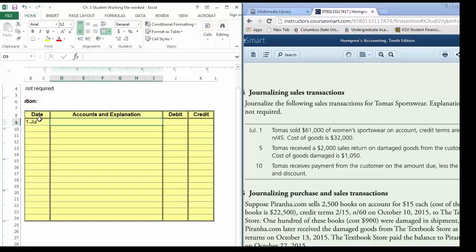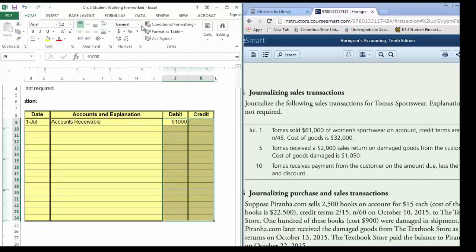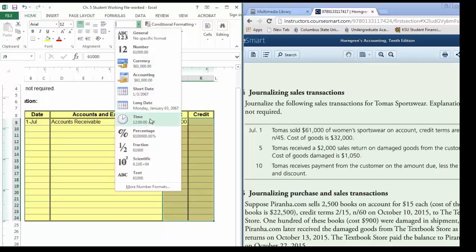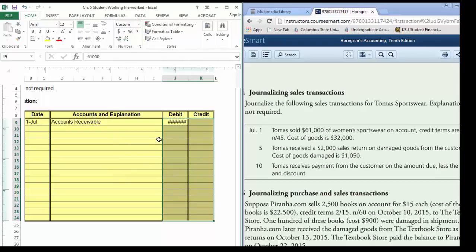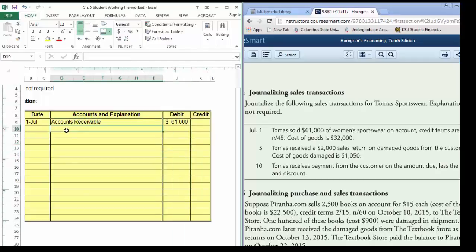So the first thing I'm going to do is record the sale. So I sold it on account, so I didn't get cash yet. I'm going to have accounts receivable, right? And it's for the amount that I sold it for, 61,000. Okay, then I'm going to record sales revenue, 61,000. Okay, so that's recording the sale.